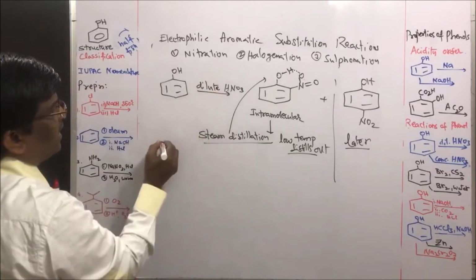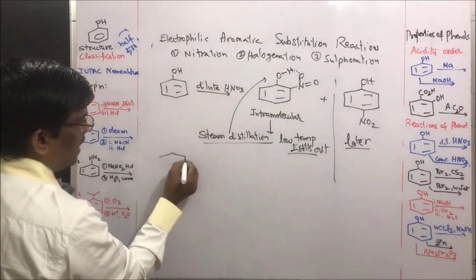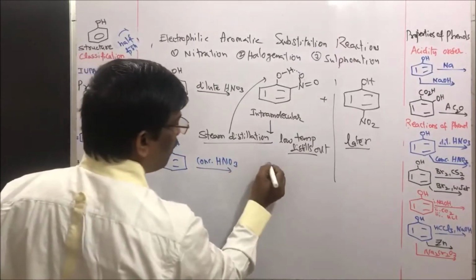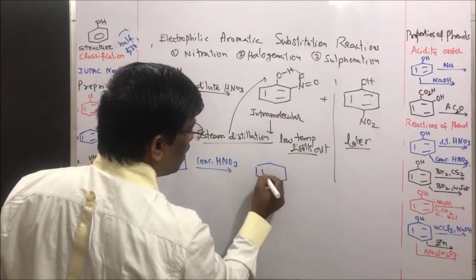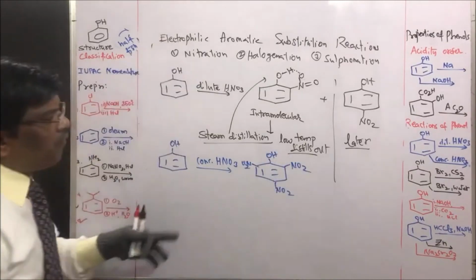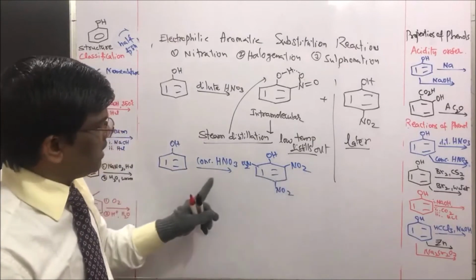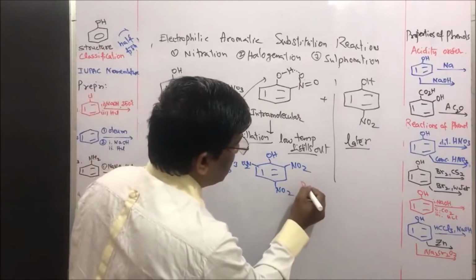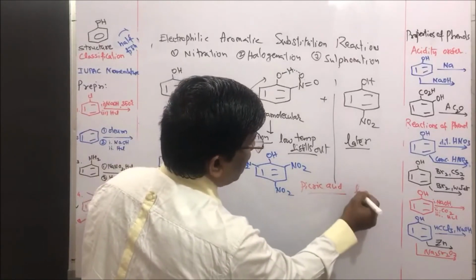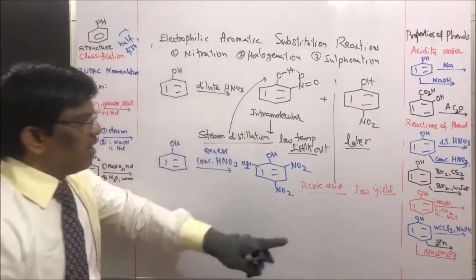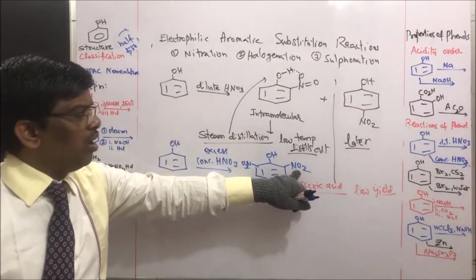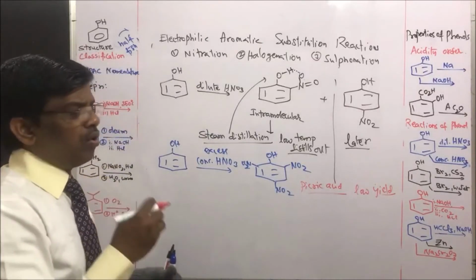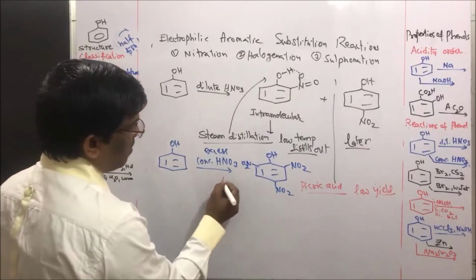Instead of this dilute nitric acid, if I use concentrated nitric acid, HNO3, I am going to get trinitrophenol. What is trinitrophenol? Picric acid. So with excess nitric acid, phenol is going to form picric acid. However, the yields are very low, because once nitration takes place at ortho, the remaining nitro groups go in very slowly. Yes, dinitration sometimes requires heating also.